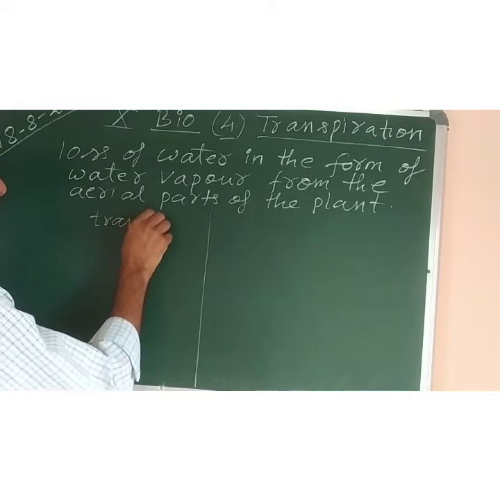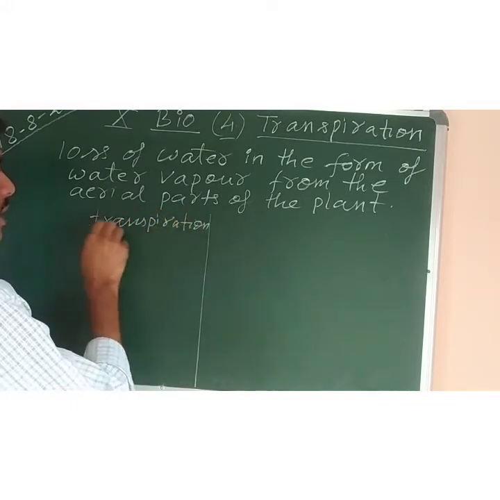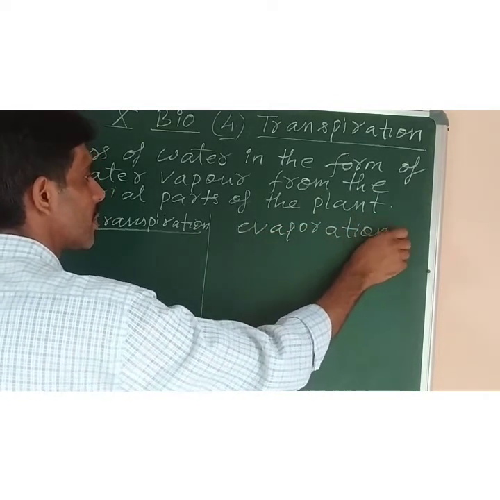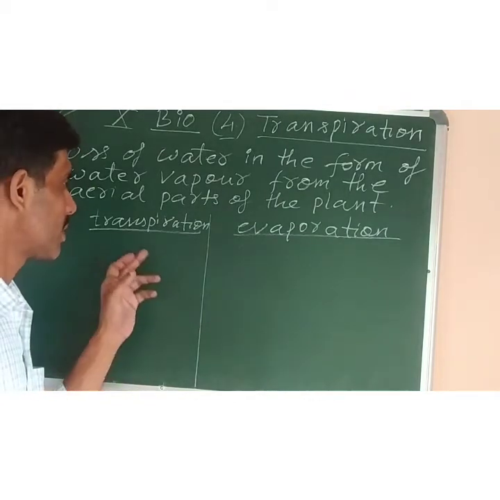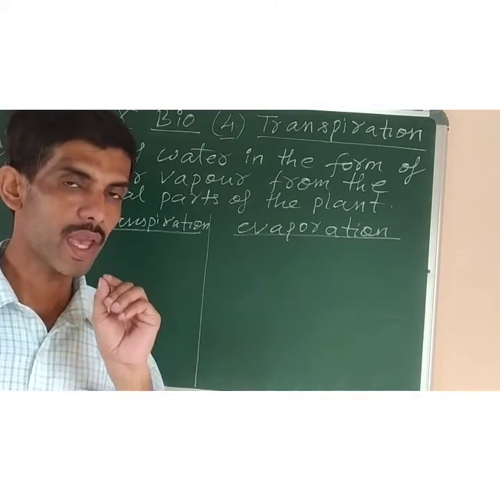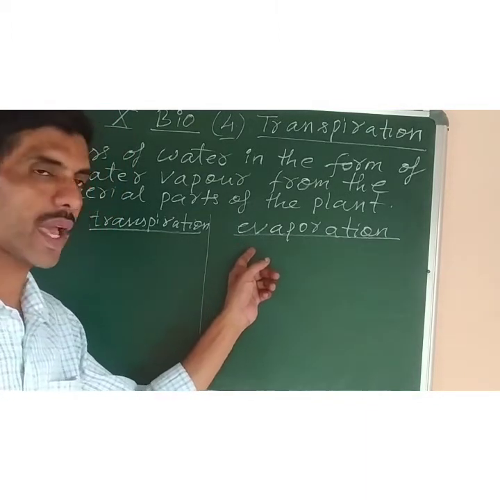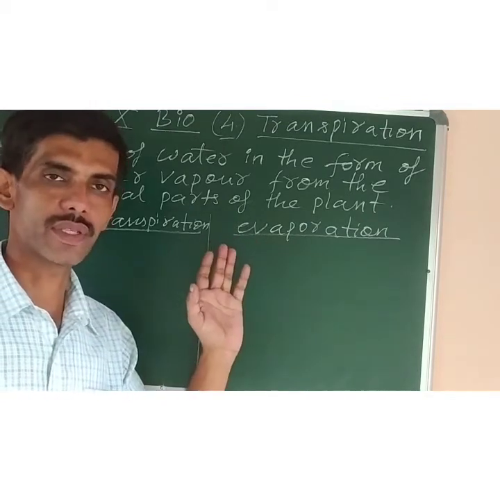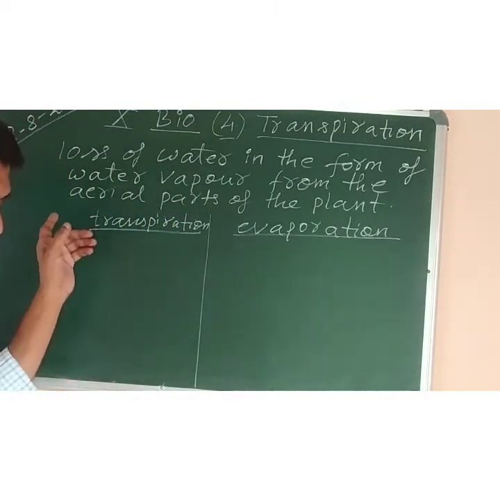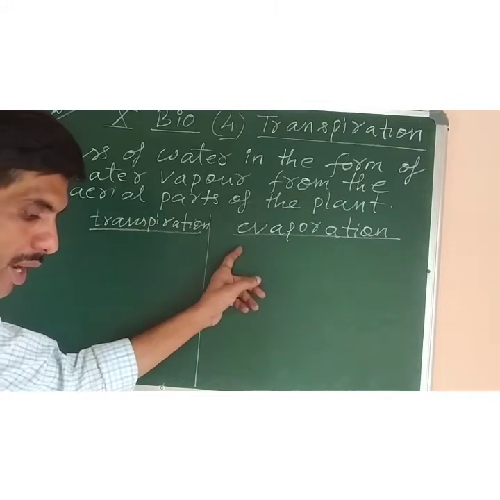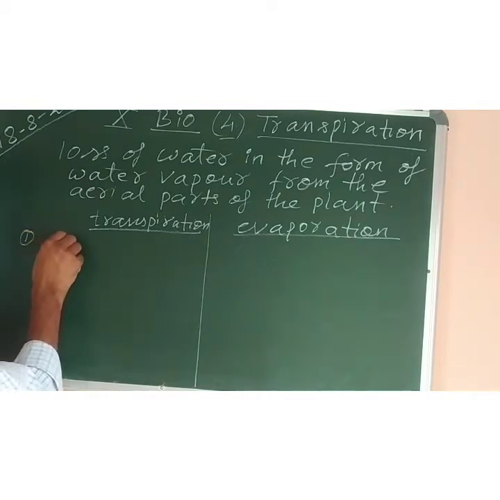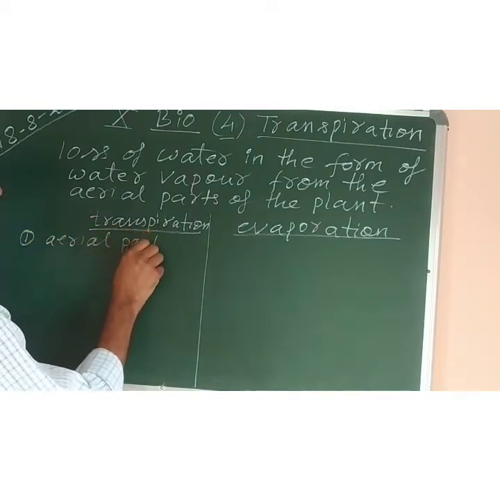Differences between transpiration and evaporation. You should understand that. 5 points are there. Number 1, transpiration is loss of water in the form of water vapor from the aerial parts of the plants. But evaporation can occur from any surface of living as well as non-living things. So the first point given in your book: water is lost from aerial parts of the plant, and evaporation can occur from the entire exposed surface of water bodies. So this one occurs from aerial parts of the plant. Aerial means upper parts of plants.